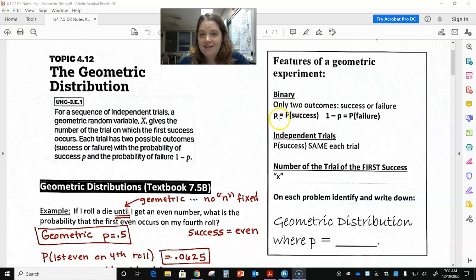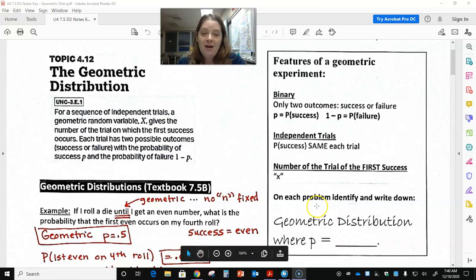The probability of success is still a lowercase p. The probability of failure is still that complement, 1 minus p. And the trials are still independent. So it's important that each time you do a trial, like each time I roll a die or pull a card or open up a cereal box, I know there's the same probability of success in that situation. The difference is that x is no longer going to be a discrete random variable that's counting the number of successes. Instead, x represents the number of the first success. So if I flip a coin and don't get even until the 7th time, then x is 7.